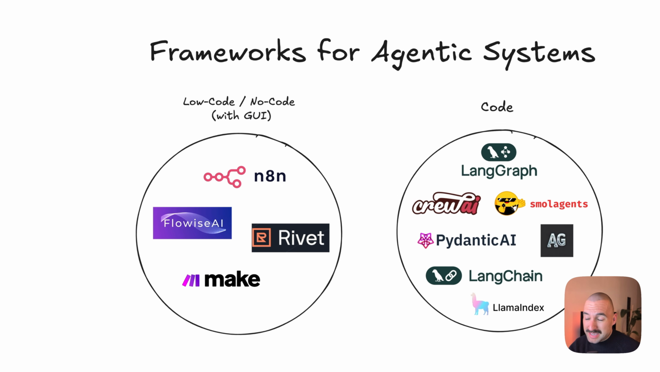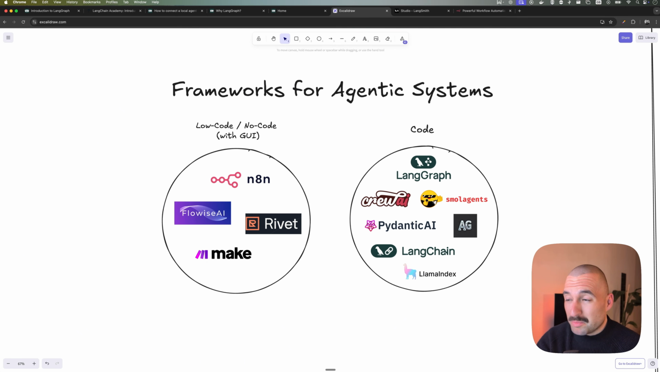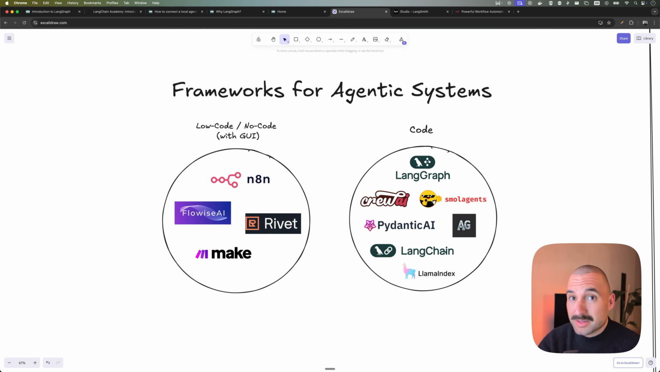And then you have Make, which I think doesn't get to the level of N8N in terms of how complex the workflows or the automations that you can build are. I don't think you can create cycles, for example. So I think Make is more like an automation platform than an agentic platform.